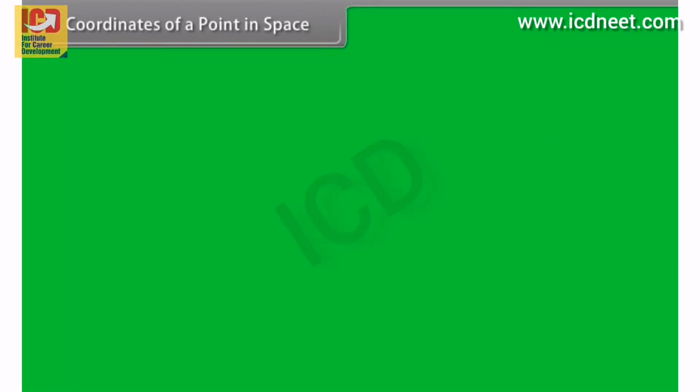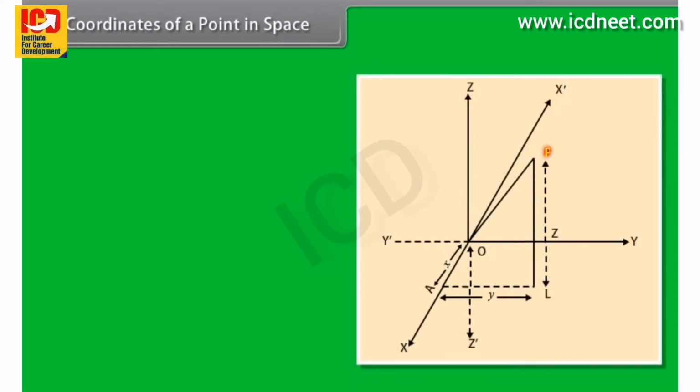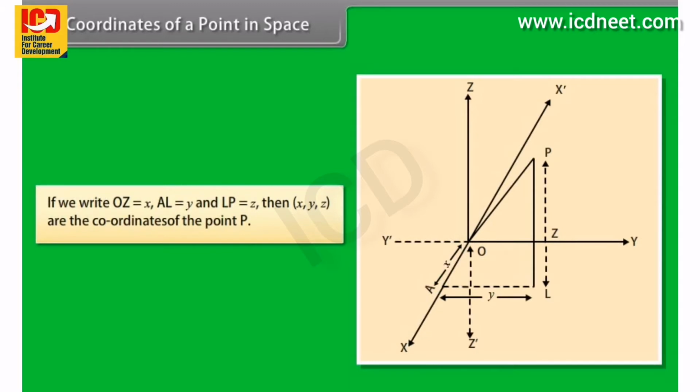Coordinates of a point in space. Let P be any point in space. Through P, draw perpendicular PL on the xy plane meeting this plane at L. Through L, draw a line LA parallel to OY cutting OX in A. If we write OA is equal to x, AL is equal to y, and LP is equal to z, then x, y, z are the coordinates of the point P.